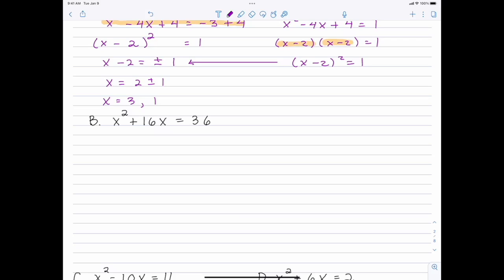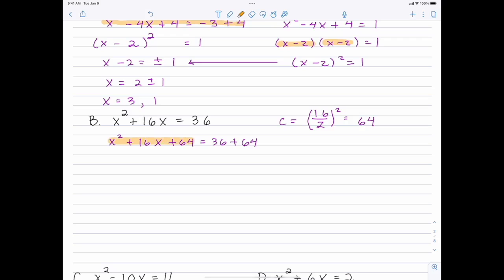Okay, I'm going to catch up with you guys, so let's find out what that c value is. c equals b, which is 16, divided by 2, quantity squared. So 16 divided by 2 is 8. 8 squared is 64. So I'm going to be adding 64 to both sides. So I get x squared plus 16x plus 64 equals 36 plus 64. Okay, let's simplify this. I recognize this is a perfect square, so I'm going to use that technique to deal with the left-hand side.